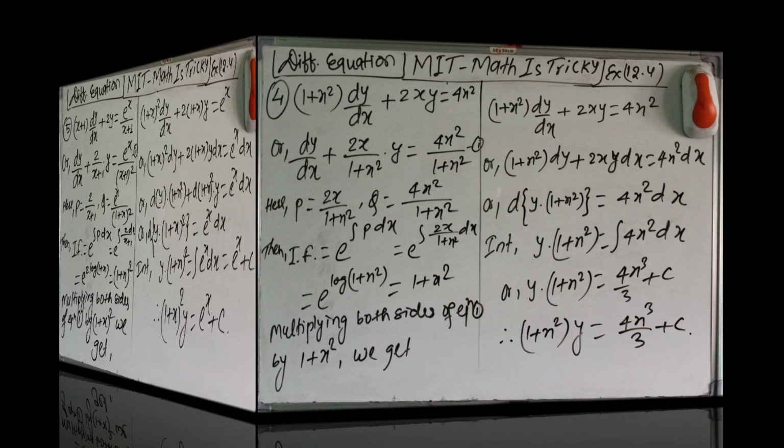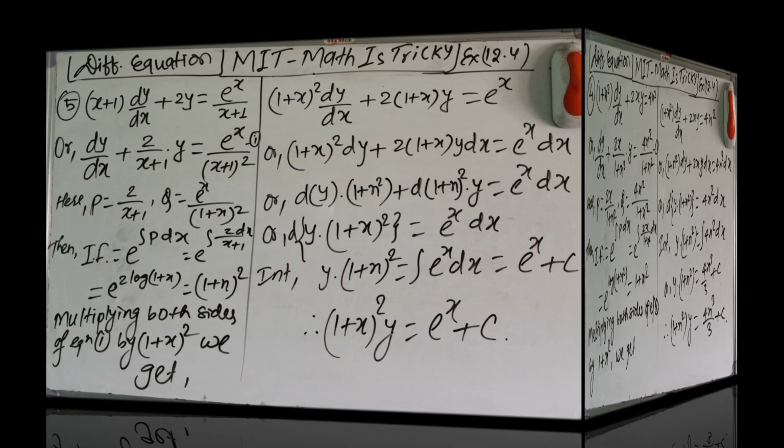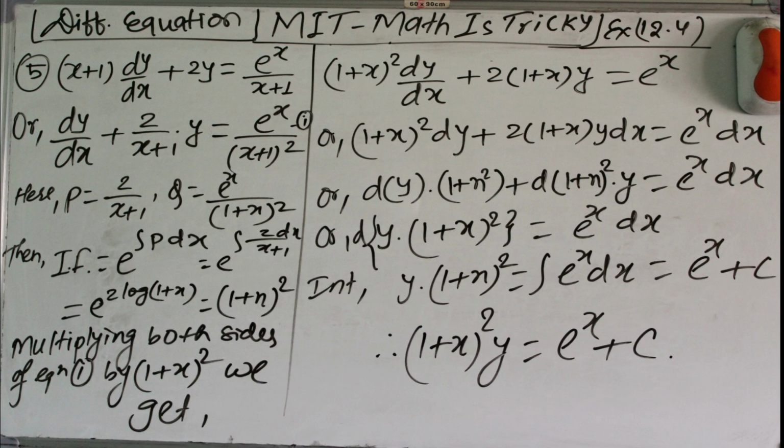Okay, so now let's solve question number 5. The question is (x + 1) dy/dx + 2y = eˣ/(x + 1). Dividing both sides by x + 1, we get dy/dx + (2/(x + 1)) y = eˣ/(x + 1)².